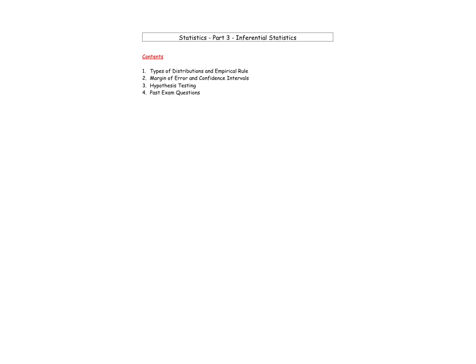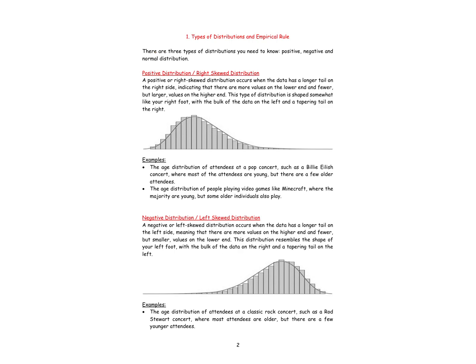We'll also be looking at confidence intervals, the margins of error, and in this video in particular, we're going to look at the types of distributions we see and also the empirical rule. To begin, there are three types of distributions that you need to know. The first one is positive, the second negative, and the third is the normal distribution.